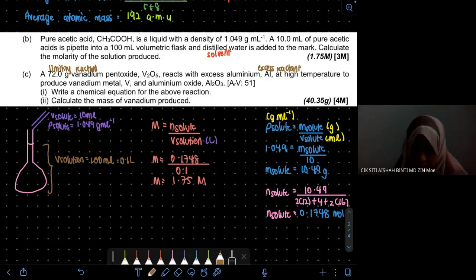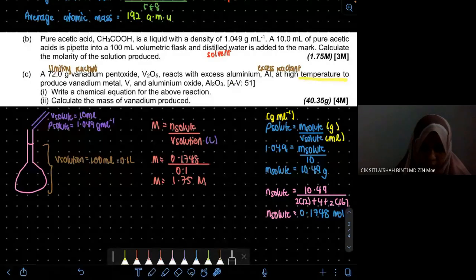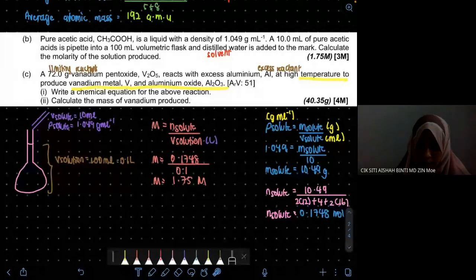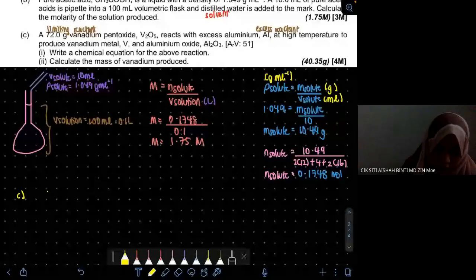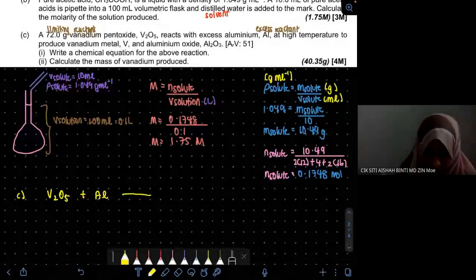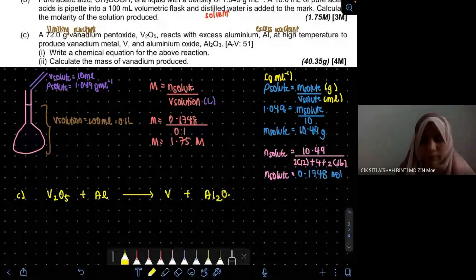Okay, yang ini Miss nak buat yang write a chemical equation sahaja. So, here they react at high temperature to produce vanadium metal and aluminium oxide. Okay, so let's do the equation. Question C. So, vanadium pentoxide react dengan aluminium. So, we will get vanadium metal dengan aluminium oxide.